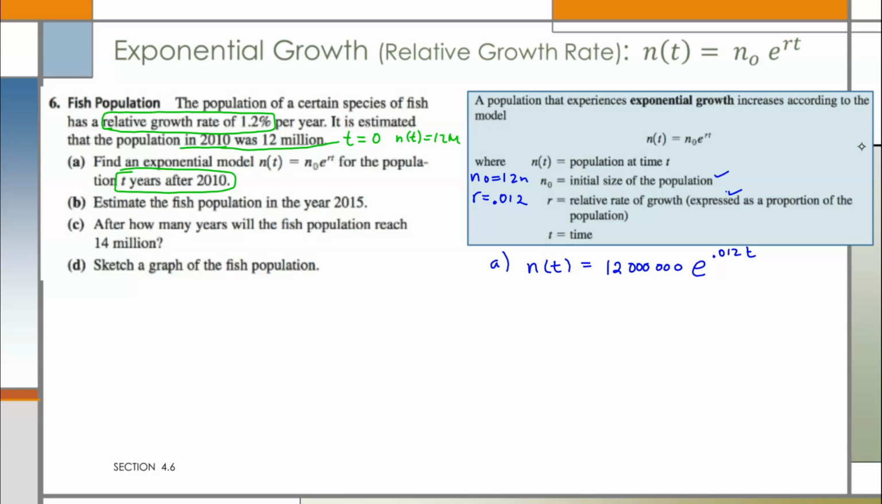Okay, estimate the fish population in the year 2015. So we're going to go back and remember t equals 0 means the number of years after 2010. If we're looking at the year 2015, we're going to use a t of 5. So we have N of 5 is equal to 12 million e to the 0.012 times 5.